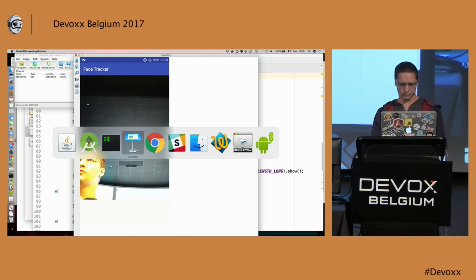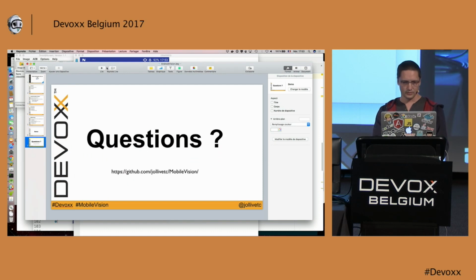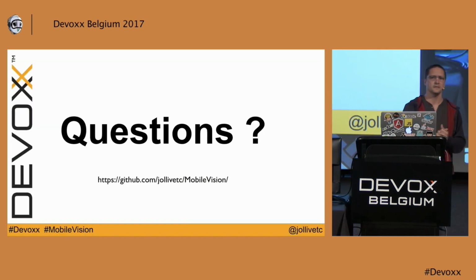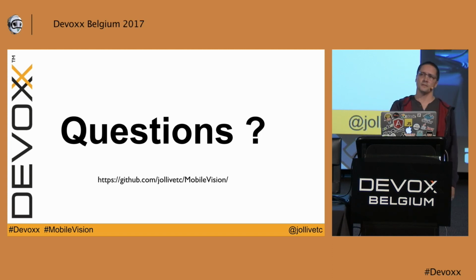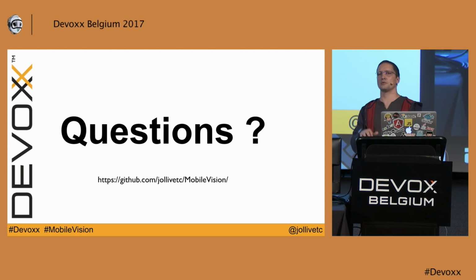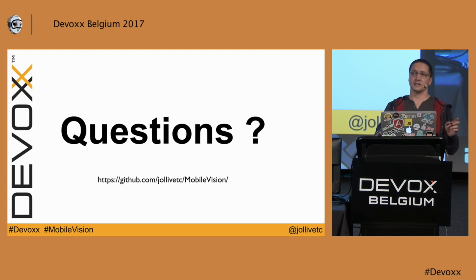So if you want to try this code, you can find the code from the demo on my GitHub repository. There's just something that I didn't show you, because you need to check that the detector is operational before you use it. So there is an isOperational method, because there is a download the first time. The first time you install the application, there is a download for the native part that will be done only one time. You can do as many applications as you want after this. There will be no download, and I was in airplane mode during the whole demo. So you don't need any network to do it.